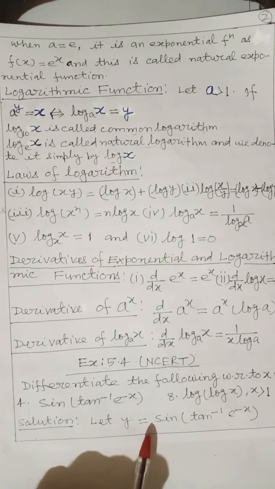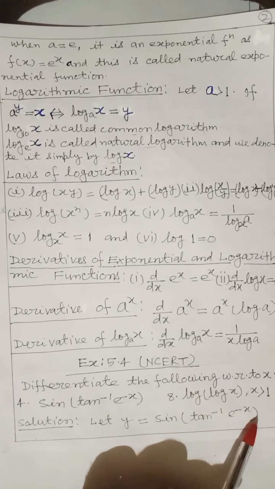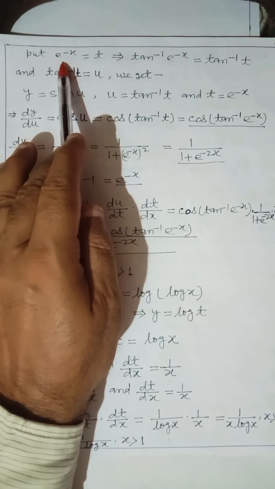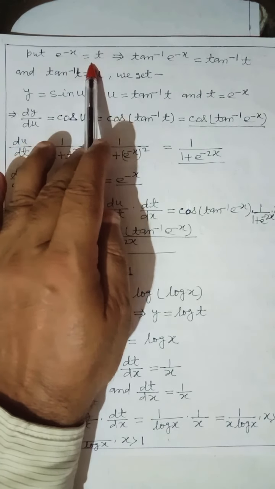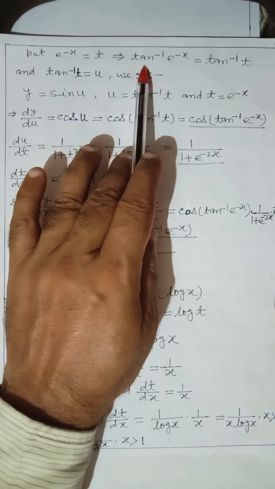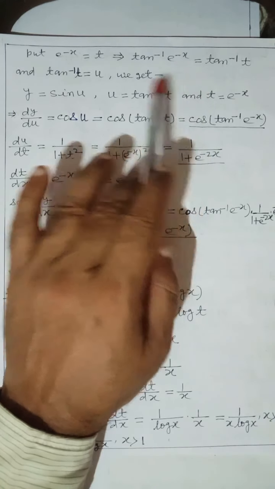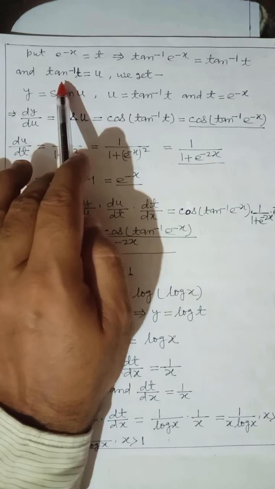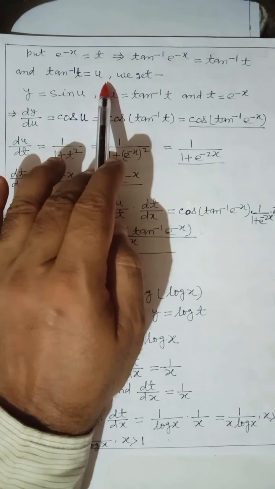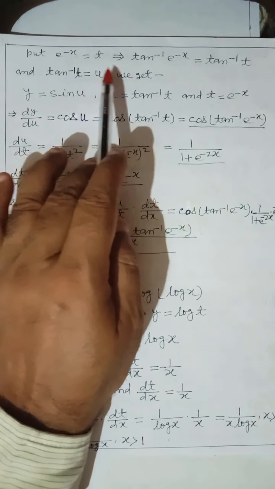Let y equal to sin tan inverse e to power minus x. Put e to power minus x equal to t. This implies that tan inverse e to power minus x equal to tan inverse t, and tan inverse t equal to u. We suppose here, dear students, that we use the chain rule.